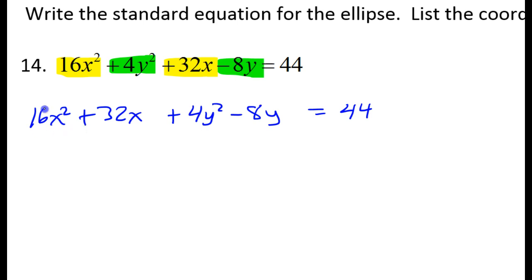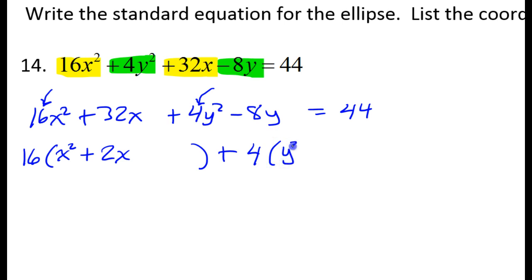Now I need to complete the square. So because I have this number in the front, I need to factor that outside of parentheses. So I will have 16, and then inside of the parentheses I will have x squared. 32 divided by 16 is 2, so I will have 2x. I will leave space to complete the square, and I will do the same thing with the y's. This 4 in front of the y squared needs to come outside of parentheses, so I will have y squared. Negative 8 divided by 4 is negative 2. So, whoops, almost put an x. Negative 2y.